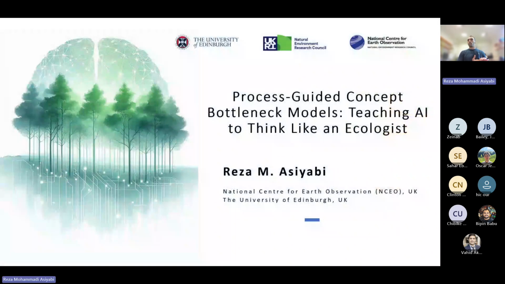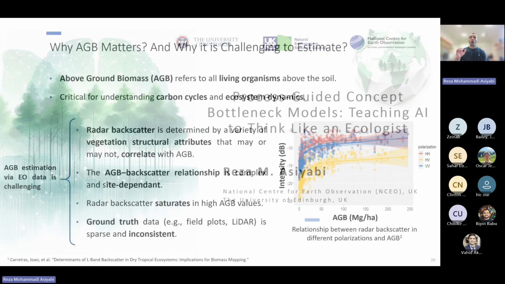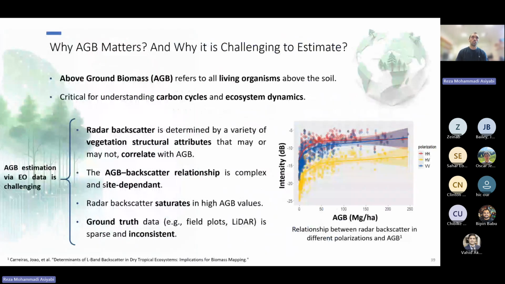Now I will very briefly talk about what I'm doing here, which is not completely different, but it is a different application. It is a different work that I'm doing here in Edinburgh and NCEO. I'm working on a process-guided concept bottleneck model and want to teach AI to think more like ecologists and scientists, how they think about the problem that they want to solve. The problem that we want to solve is estimating above ground biomass, or AGB, from SAR data.